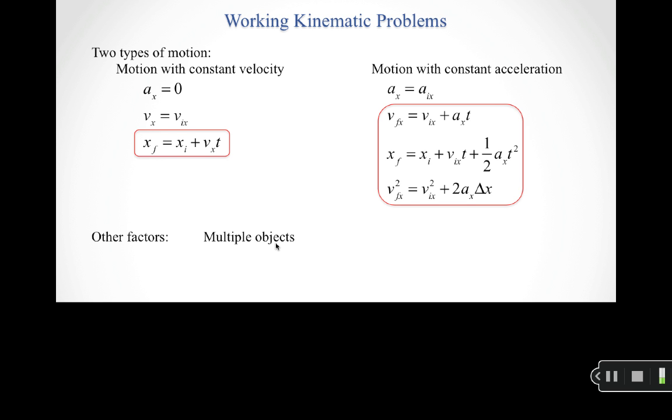Now some of the other complications that we'll see within problems is, maybe we'll have multiple objects within a problem. So to make a kinematics problem more complicated, instead of having a single object, maybe we'll have multiple objects. Or instead of having a single object moving along a single dimension, maybe we'll have a single object that's moving in multiple dimensions. So something where we're told about its motion in both the x and y.